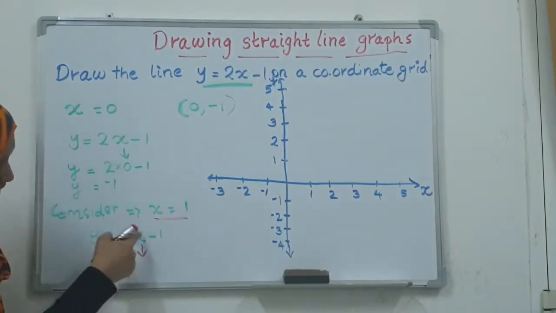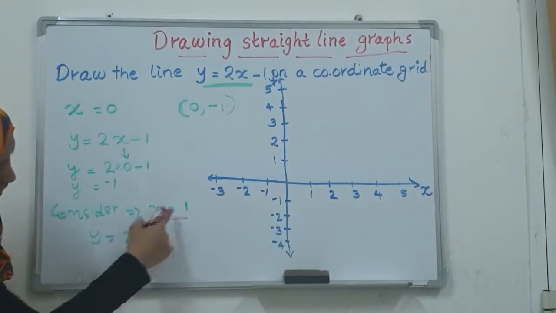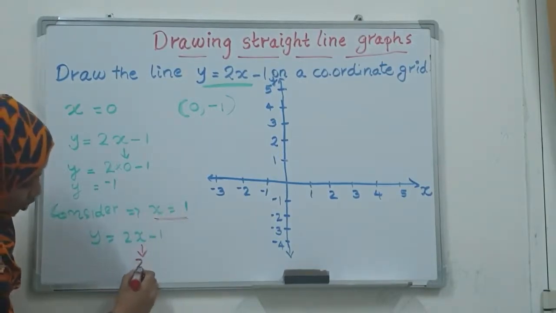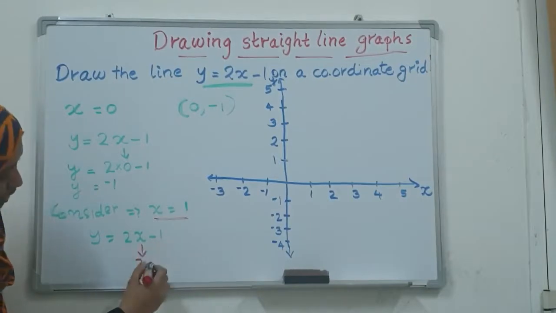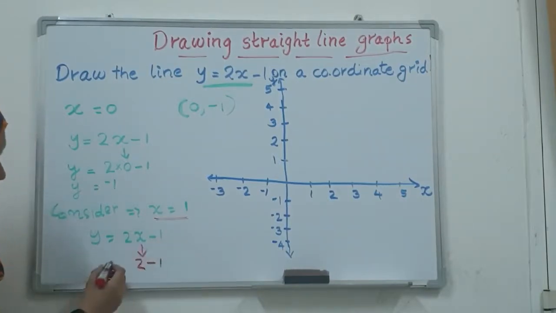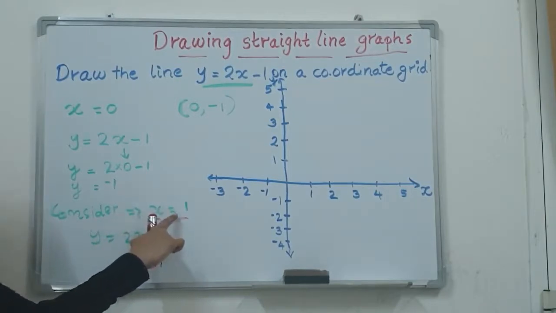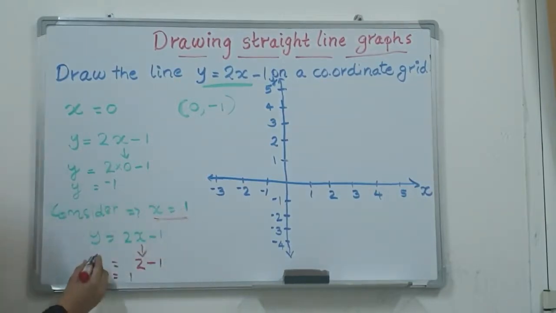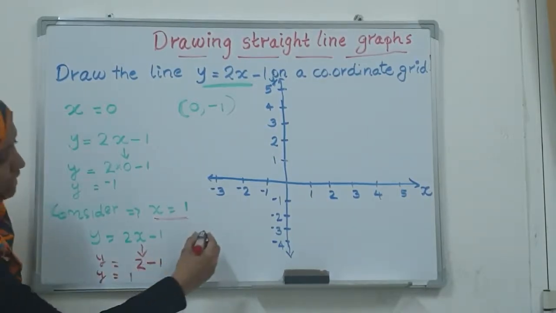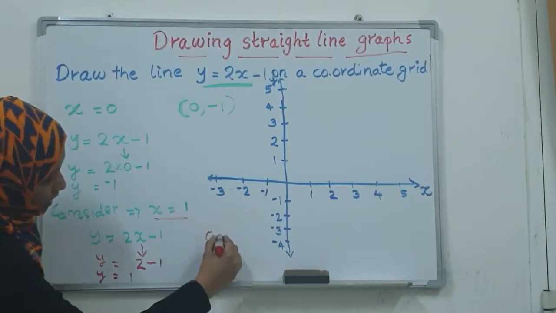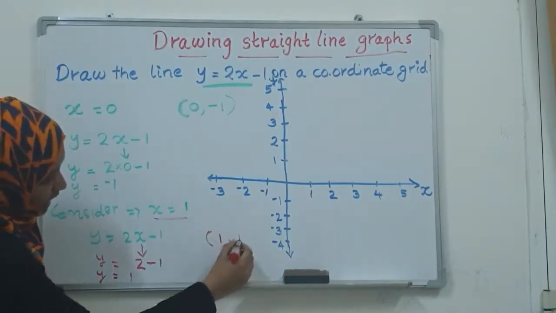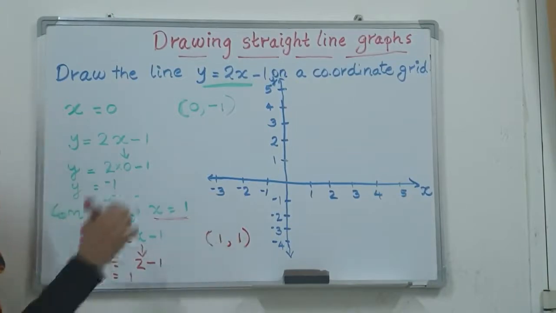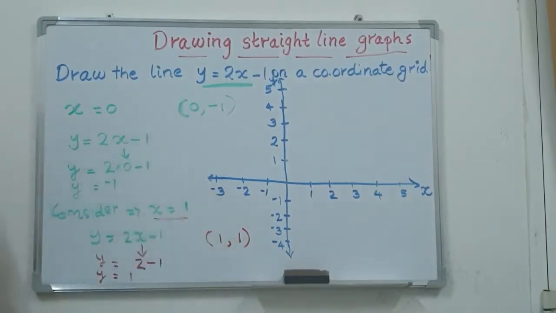2x means 2 multiplied by x. What is 2 multiplied by 1? 2 multiplied by 1 is 2, minus 1. What is 2 minus 1? 2 minus 1 is equal to 1. So when x is 1, the corresponding value of y is also 1. We get another coordinate, where x is 1 and y is 1. So we have got 2 coordinates.